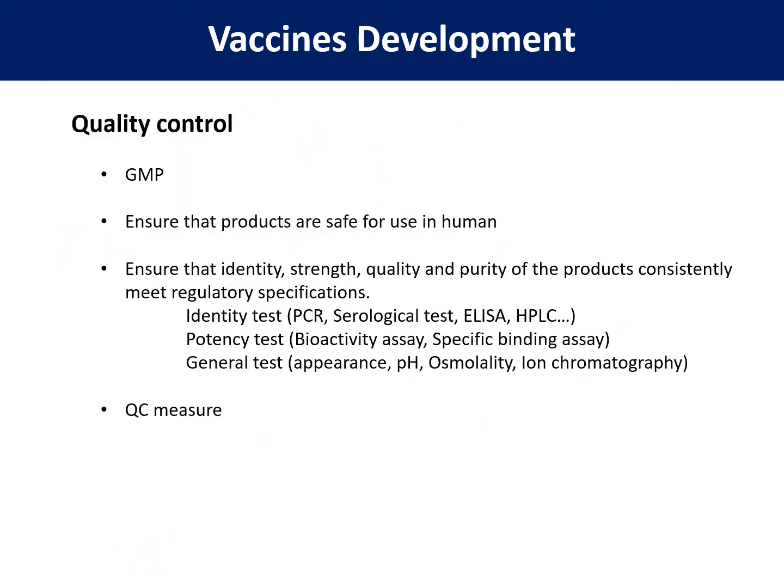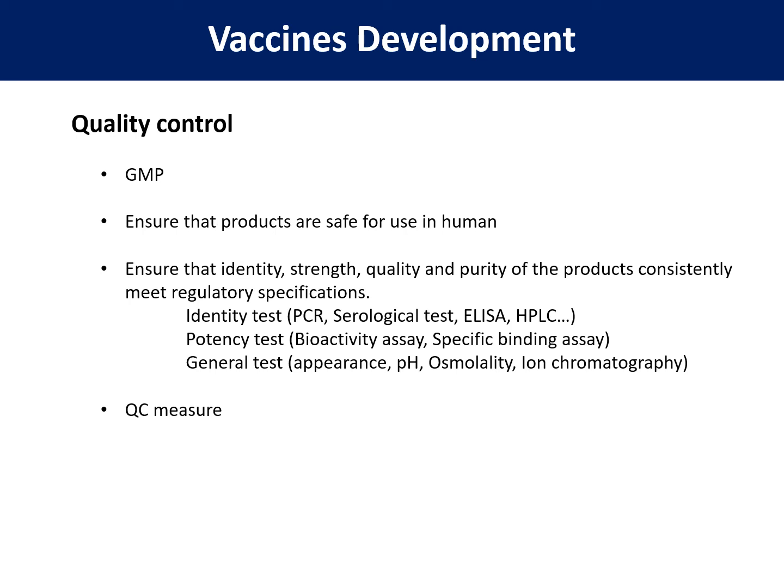And of course, next we have the quality control for vaccine production, where all the factory settings need to comply with GMP, good manufacturing practice, and they are obliged to ensure that the end products are safe for use in humans. There's always a checklist or monitor of the end products to ensure that the identity, strength, quality, and purity of the products are consistent.